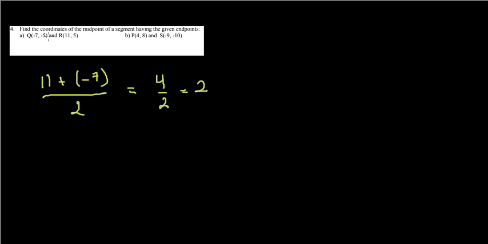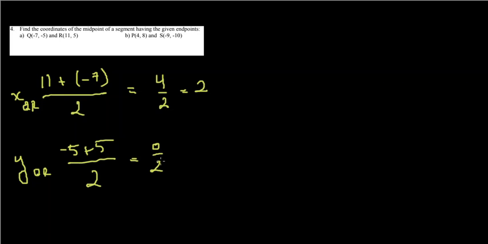And now we're going to add the y values. So that was the x for QR. Now the y for QR. Negative 5 plus 5 over 2 is equal to 0 divided by 2, which is equal to 0. So the answer for A is going to be, let me make this into a bright color, (2, 0).